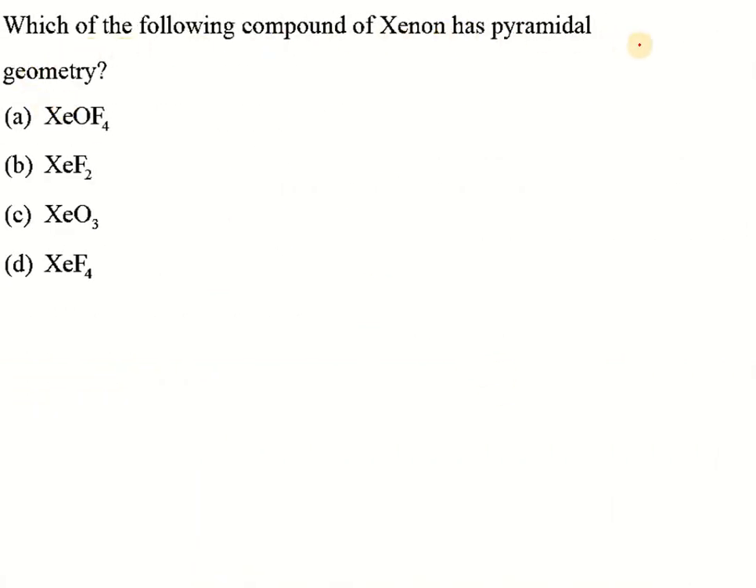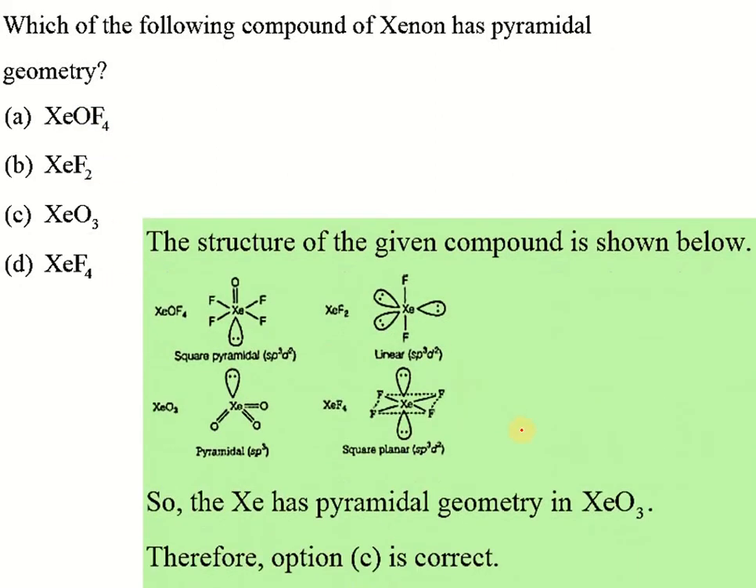Which of the following compounds has pyramidal geometry? If you find the hybridization structures, xenon has pyramidal geometry in xenon trifluoride trioxide, that is option C.